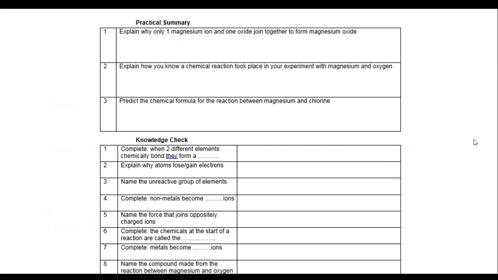The last thing that we need to do is we have a practical summary. So using what we've spoken about and the videos, we need to answer a few questions about the reaction that has happened between magnesium and oxygen. And then we have a knowledge check to complete. So make sure that you pause the video and give yourself enough time to try and answer all the questions before the answers appear.